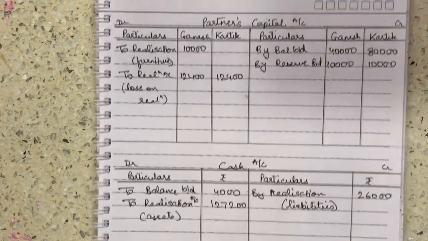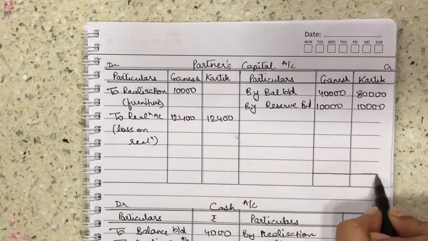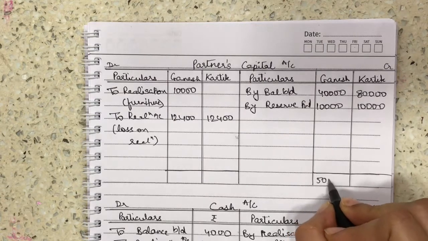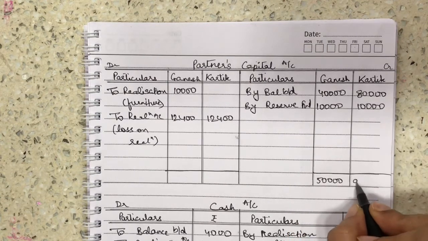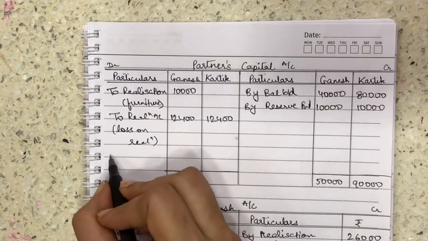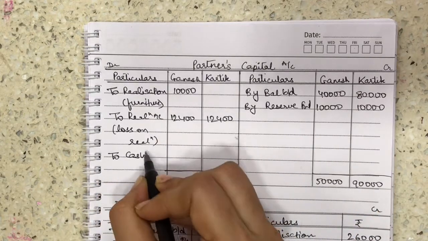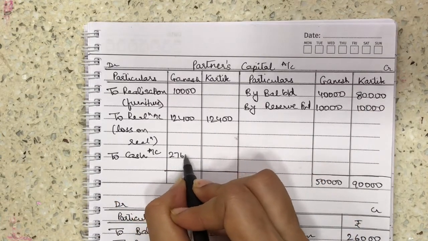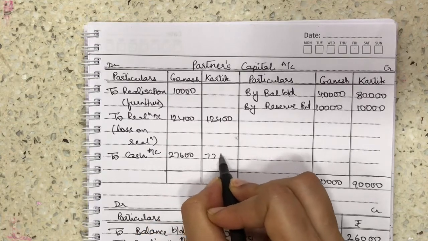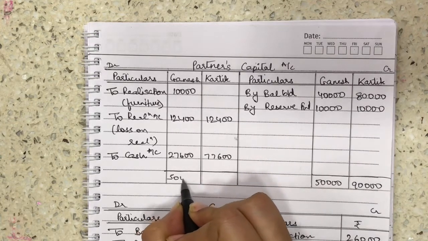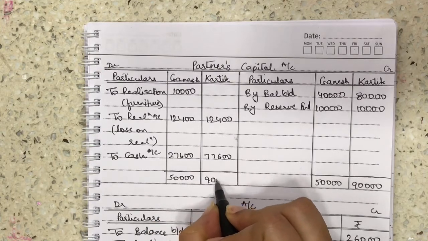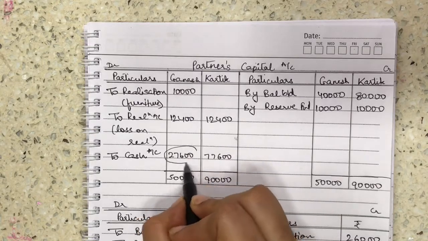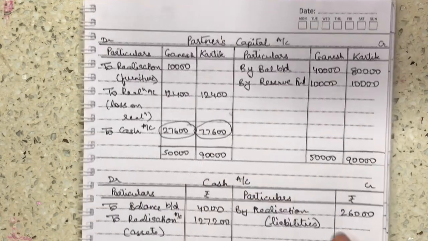Now we have to balance the partners capital account. Here this is 50,000 and this is 90,000. Now whatever is the balancing figure, you will take it to cash. Okay. So here it is 27,600 and here it is 77,600. This is same 50,000 and 90,000. So this is the balancing figure. Where we will take this? Cash account, and our cash account should tally.